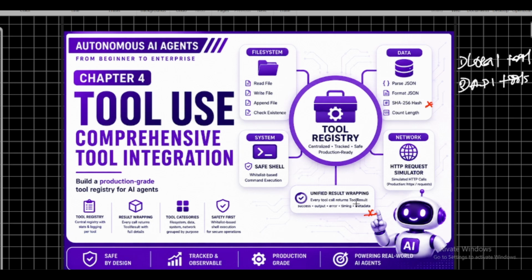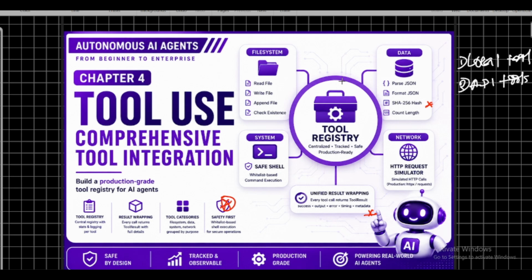So this is what you have as the output, and we have the system too, which allows the agent to interact with its CLI: safe shell, whitelist-based, and command execution. So this is how the architecture of Tool Registry normally looks like. You understand? This is what the architecture normally looks like. And then build production. Okay, so Tool Registry, result wrapping, tool category, safety first. Remember, make sure you put safety first in whatever you are designing.